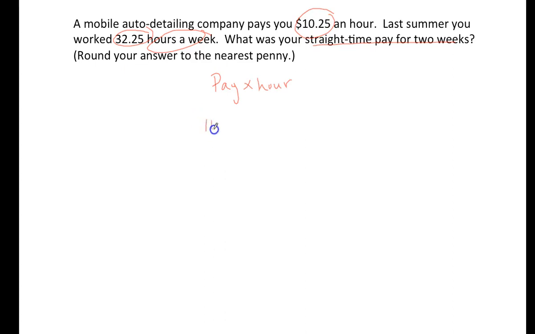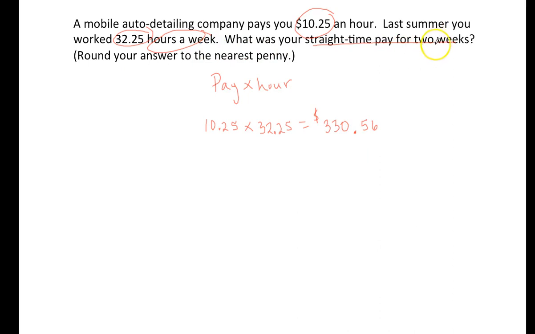We know you're paid $10.25 an hour and that you worked 32.25 hours each week. So we're going to take 10.25 times 32.25 and we get $330.56 approximately. We had to round to the nearest penny there.